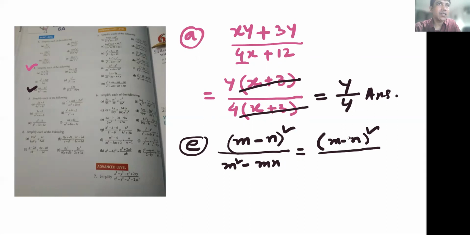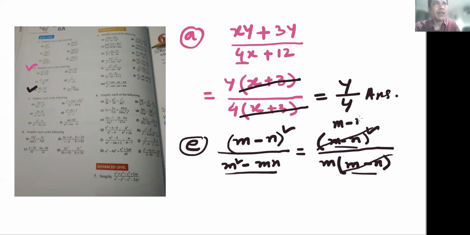Or we can break it as m minus n into m minus n, 2 times. Now here you see something common is there, right? m also is here, m also is here. So let's take common m, then m minus n. See, this one and this one are the same, but the difference is the power. That means if we cross out one of them, one will remain.